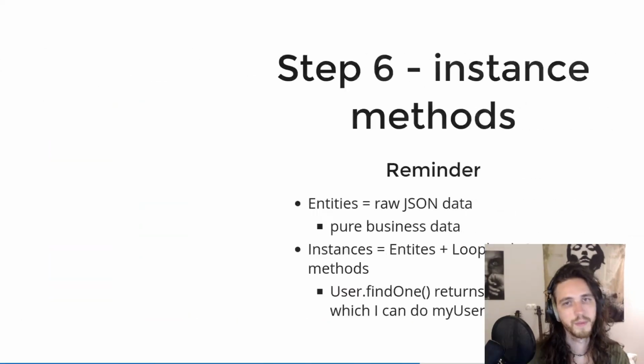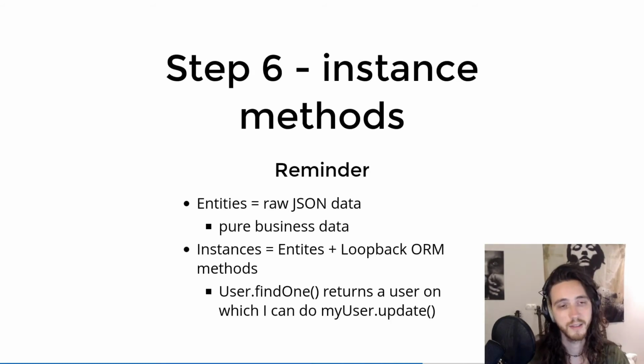So the next step will be to add instance methods. First I need to remind you what the difference is between an entity and an instance. We've been using only entities until now. What does entity mean? It represents only raw data. So it's pure JSON, no functions, nothing. It's not dependent on Loopback at all. It's just a model of data. So it's pure business data.